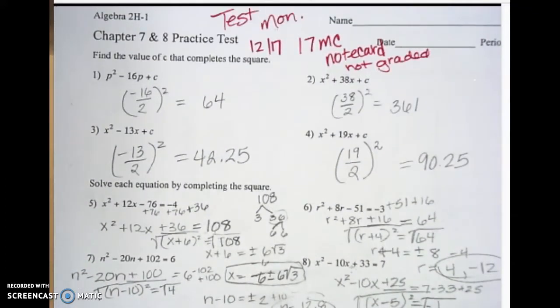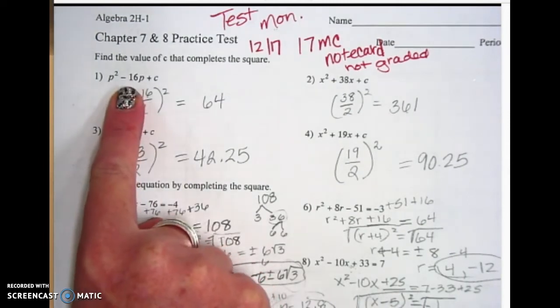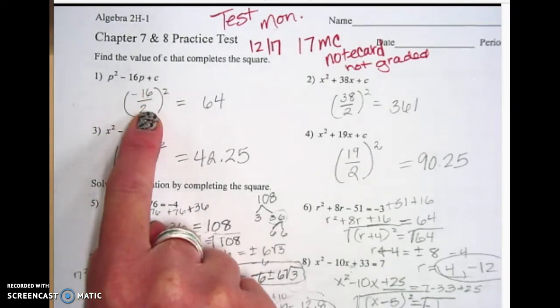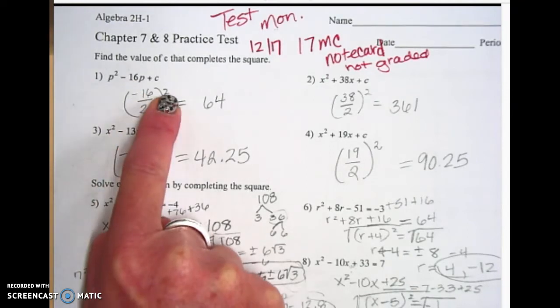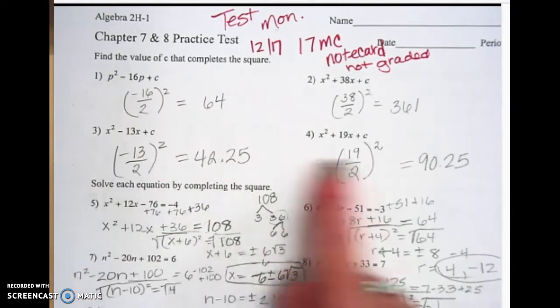All right, so this is the practice test for Chapter 7-8 for Algebra 2. So numbers 1 through 4, the directions say to complete the square. So you're going to take the coefficient of the b term, which is negative 16. You're going to divide it by 2, and then you're going to square it. That's how you do all of 1 through 4.